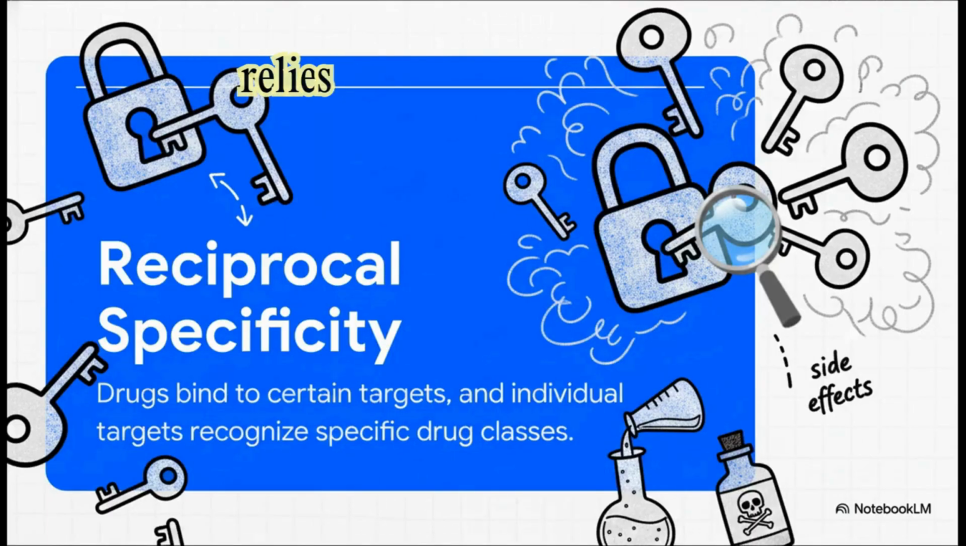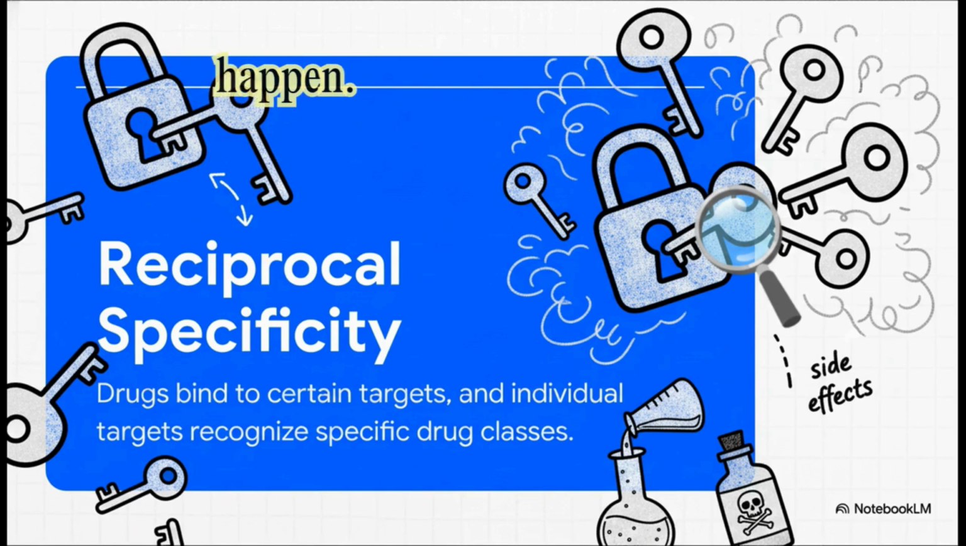Now, this interaction relies on something called reciprocal specificity. Think of it like a highly specific lock and key. A specific drug fits only a specific target. But, and please pay attention to this because it is a classic MCQ trap, no drug is 100% specific.